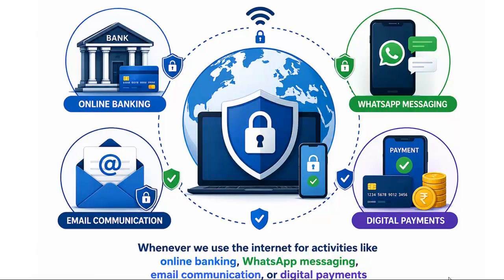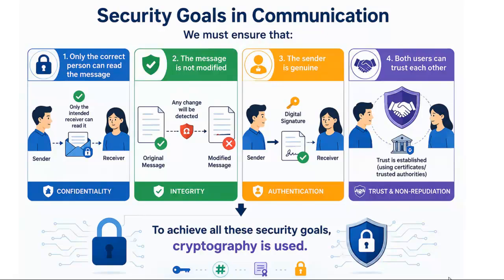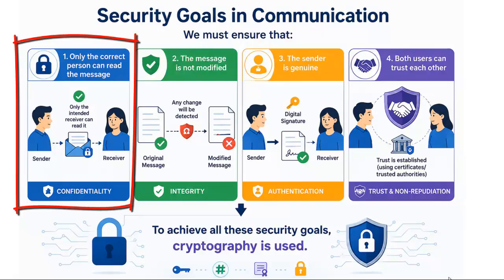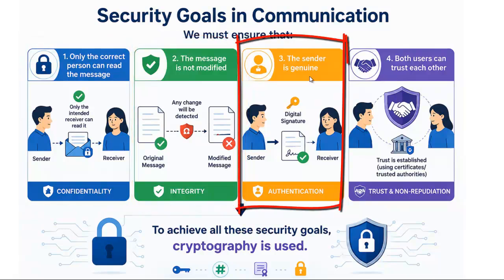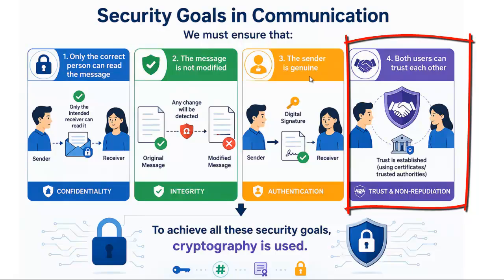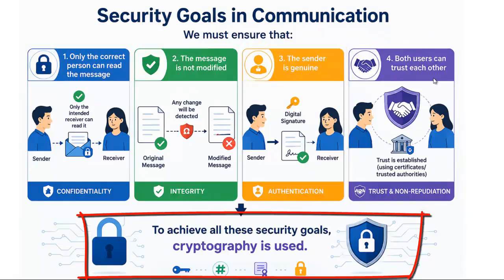So let's get started. Whenever you use the internet for online banking, WhatsApp messaging, email communication, UPI payments, cloud storage, or any secure website, a very important question arises. How can we securely send information over an insecure network like internet? We must ensure that only the correct person can read the message. The message is not modified. The sender is genuine, and both users can trust each other. To achieve all these security goals, cryptography is used.